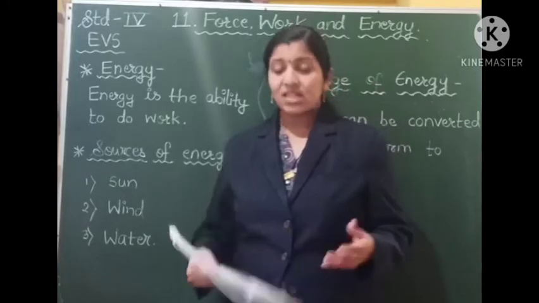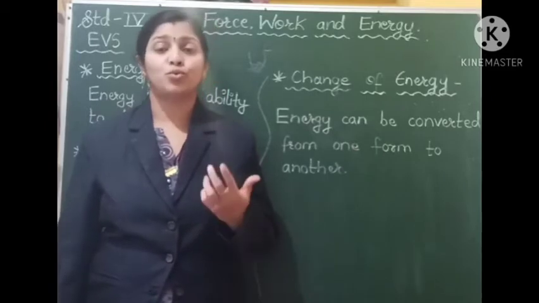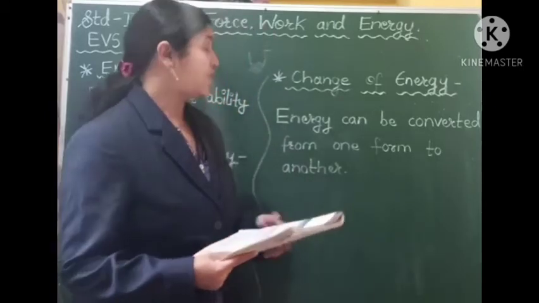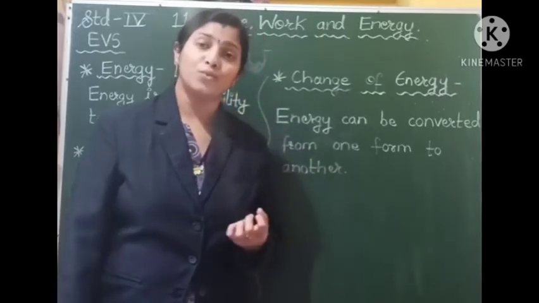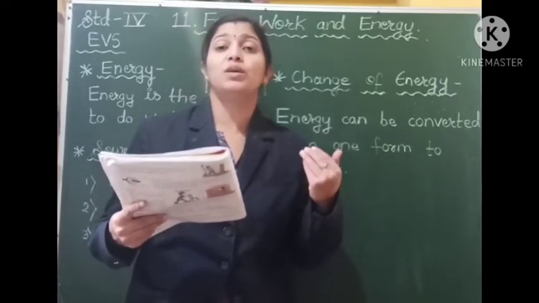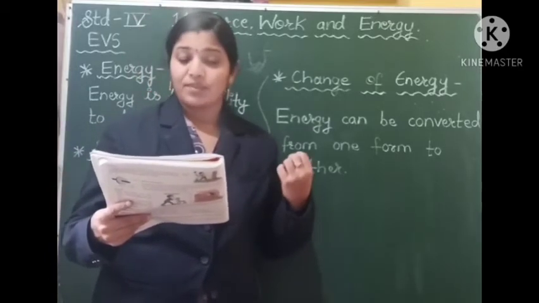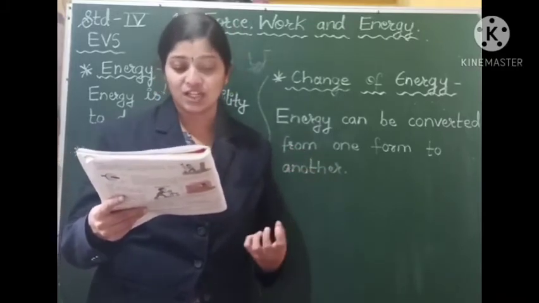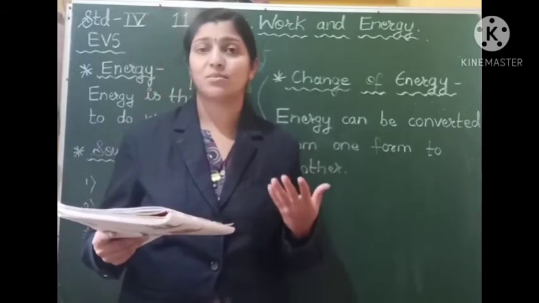So the next is change of energy. The energy can be converted from one form to another. But how can we convert this energy? Yes. So energy can be changed. Energy can be converted from one form to another form. Burning of fuels like wood, then coal and petrol. What happens when we burn fuel, when we burn wood? Heat energy and light energy is produced. And burning of all these, petrol, wood, coal, produces energy because it is present in them, and they produce heat energy and light energy which is utilized by us.